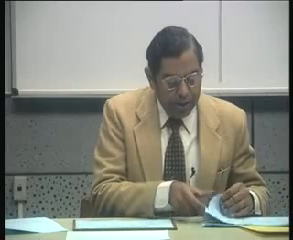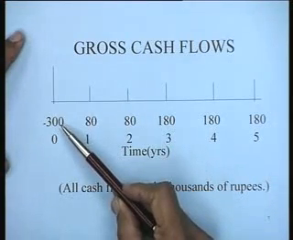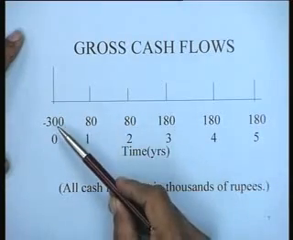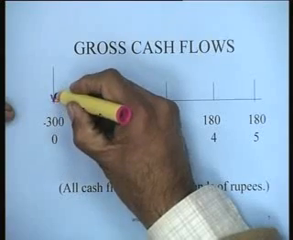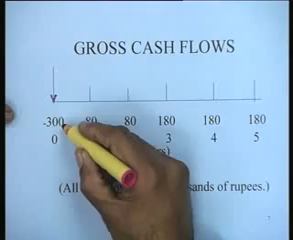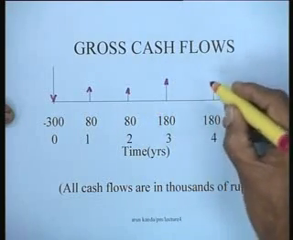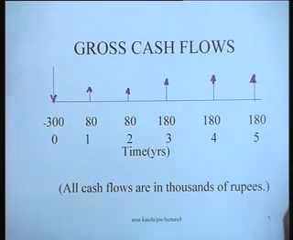Now, for this case, we can very easily determine the gross cash flows. The gross cash flows mean taking the negative sign to represent the costs and the positive sign to represent the net revenues. We find that there is a minus 300 here, showing a cost of 300,000 rupees in the beginning, and then there is a net revenue of 80,000 in the first year, 80,000 in the next year, 180,000 in the next year, 180,000 subsequently, and 180,000 right here. So this is the pattern of cash flows for this particular project, and all these cash flows are indicated in thousands of rupees.